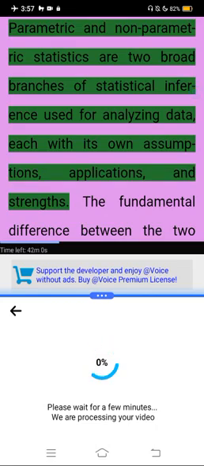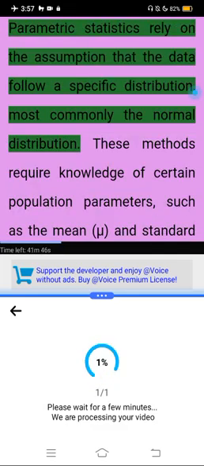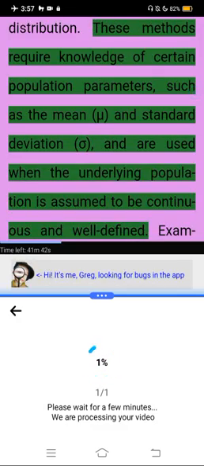Parametric and non-parametric statistics are two broad branches of statistical inference used for analyzing data, each with its own assumptions, applications, and strengths. The fundamental difference between the two lies in their assumptions about the population distribution from which a sample is drawn. Parametric statistics rely on the assumption that the data follow a specific distribution, most commonly the normal distribution. These methods require knowledge of certain population parameters, such as the mean, mu, and standard deviation, sigma, and are used when the underlying population is assumed to be continuous and well-defined.